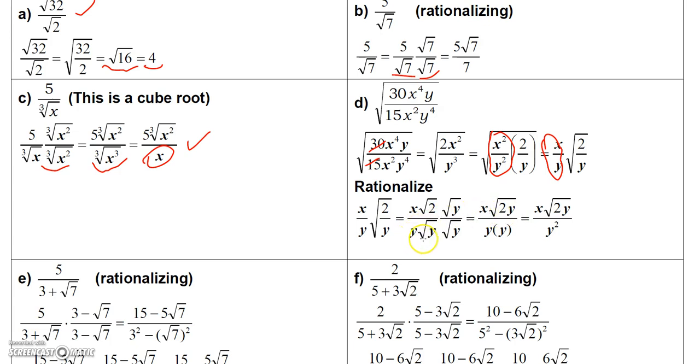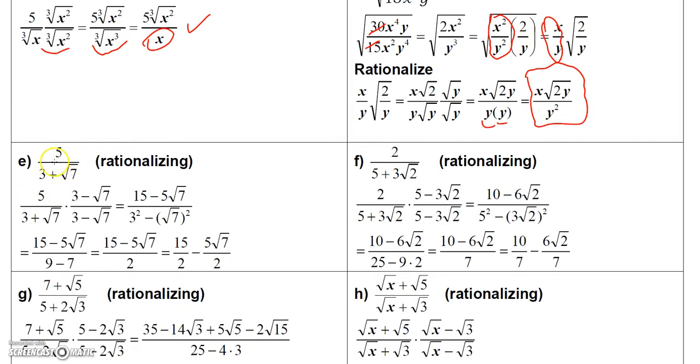And then when I multiply the square root of y times square root of y, I get an extra y in the denominator along with the y that was there originally. And so the denominator is just going to be y times y, which is going to give me y squared. So now I have x times the square root of 2y all over y squared.